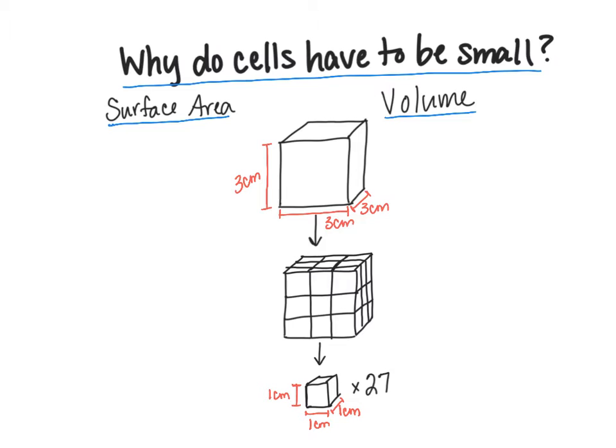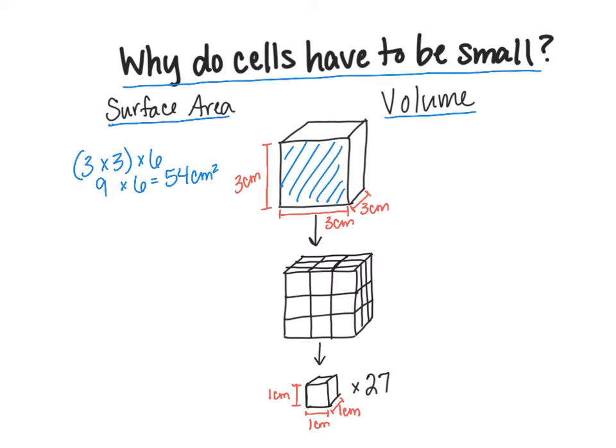To calculate the surface area, we can take the length of one side times the length of another side. So in this case, we could take 3 centimeters times 3 centimeters, and that would give us the area of one side of the box. Now a box has 6 sides, so we have to take that number and multiply it by 6. So to get our final answer, 3 times 3 is 9, times 6 gives us an answer of 54 centimeters squared for the surface area of this box that has a length on each side of 3 centimeters.